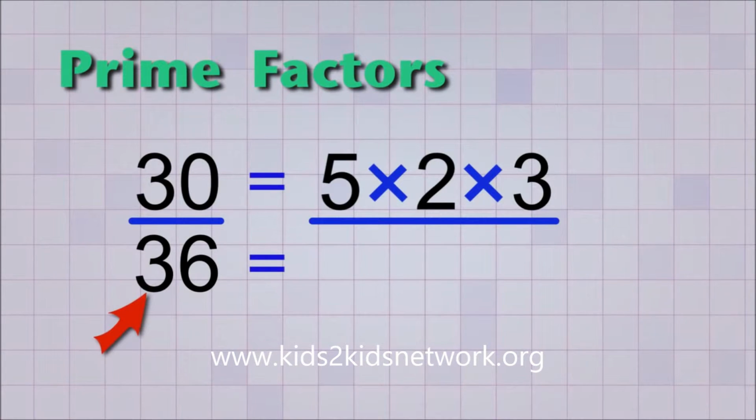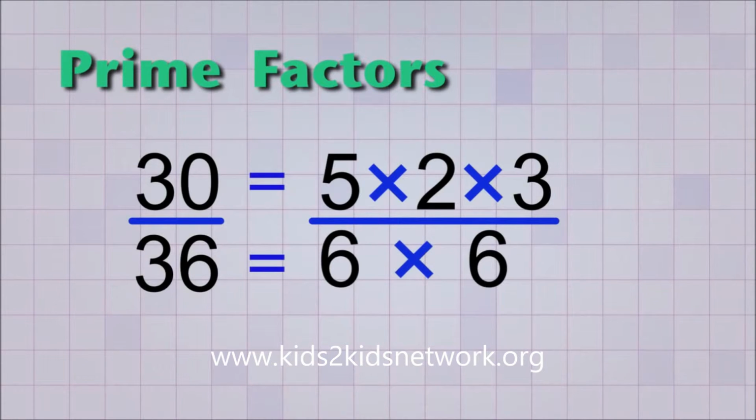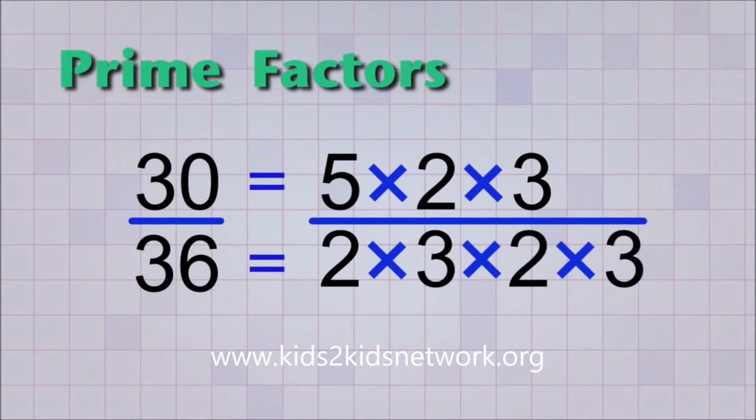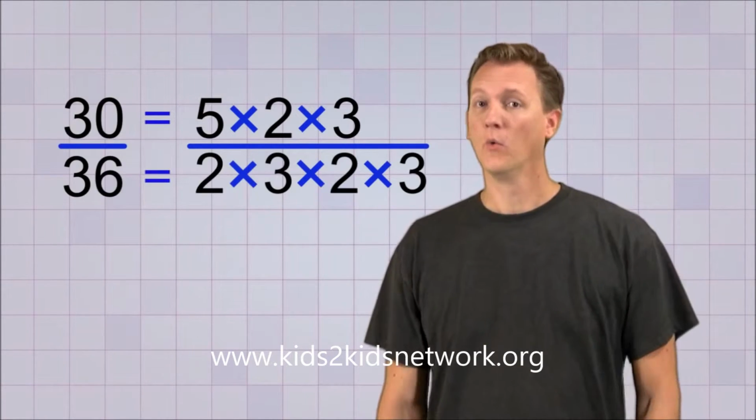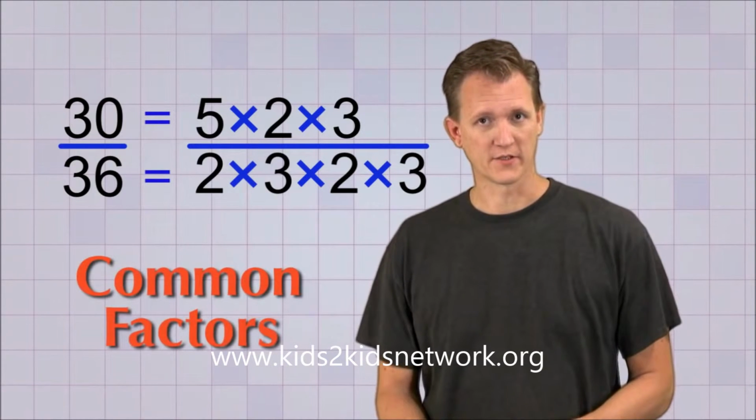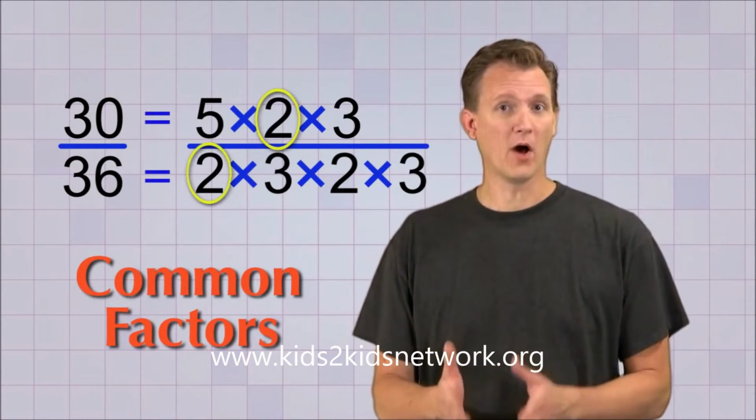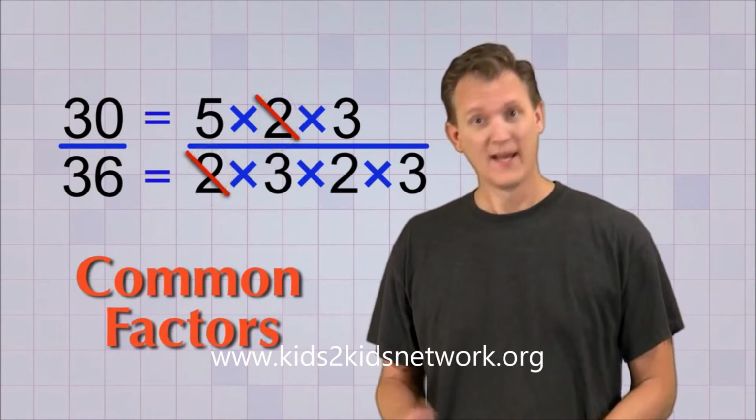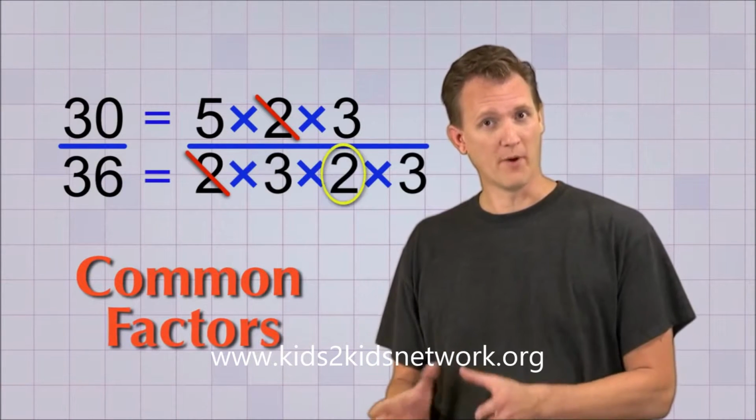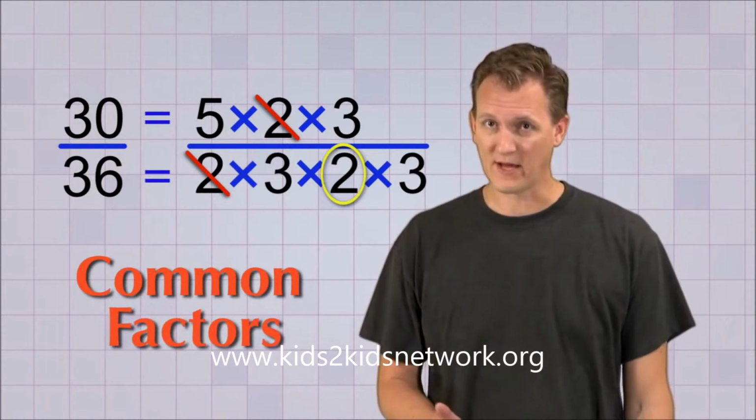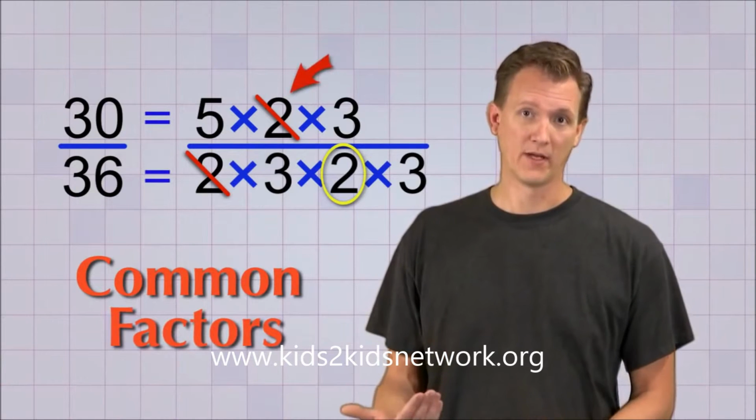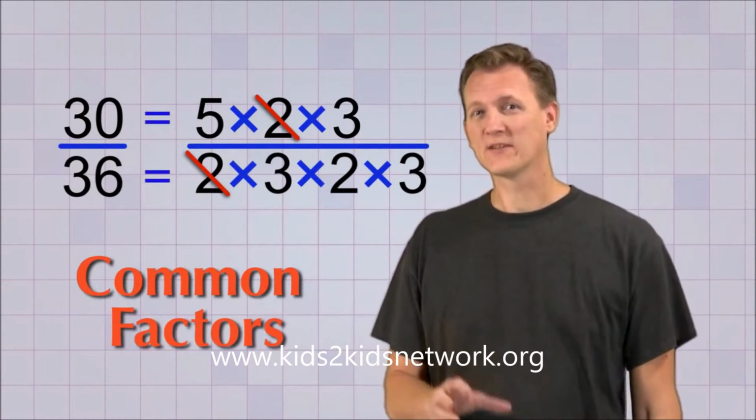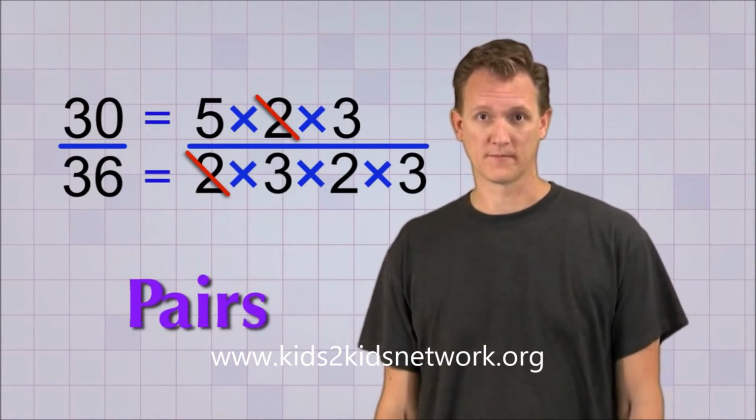Now the bottom number. 36 can be factored into 6 times 6. And each of those 6's can be factored into 2 times 3. So our bottom number becomes 2 times 3 times 2 times 3. Well, it looks like we do have some common factors. There's a 2 on both the top and bottom that will cancel each other out. And even though there's more than one 2 on the bottom, we can only cancel one of them out because there's only one 2 on top. Remember, you always have to cancel common factors as pairs.